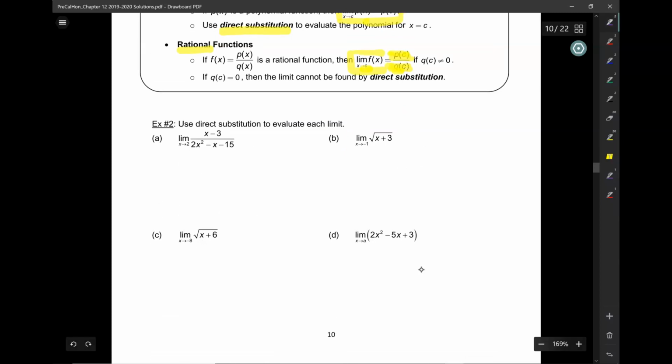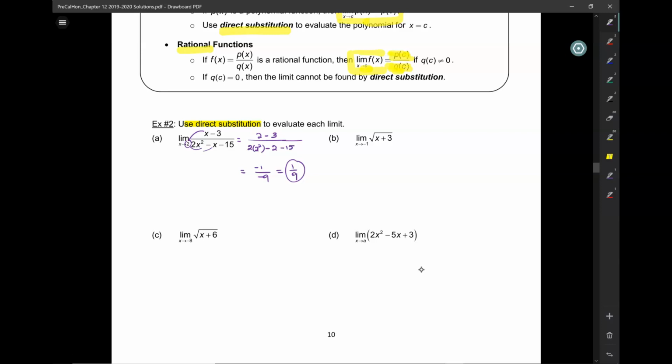Number one. We're going to use direct substitution to evaluate the following. So, the limit as x approaches 2 of this function. With direct substitution, all we're going to do is take the number 2 and plug it in to wherever you see an x. So that's going to be 2 minus 3 over 2 times 2 squared minus 2 minus 15. That'll give you negative 1 over negative 9. And that's 1 over 9.